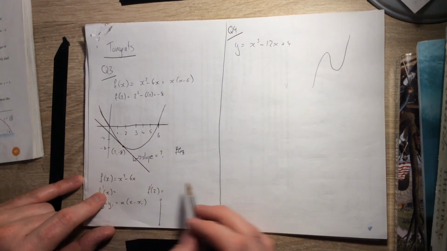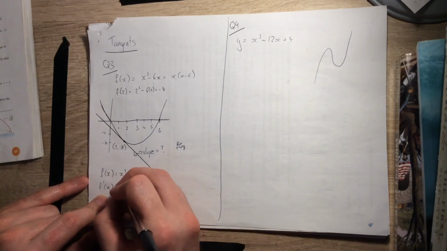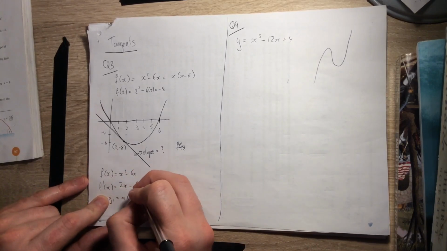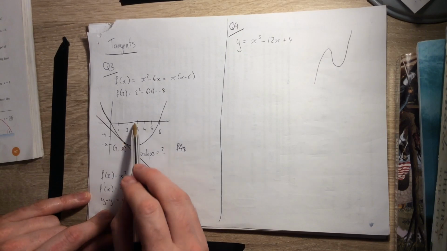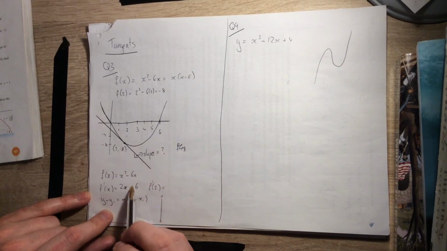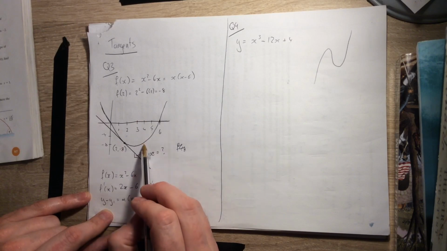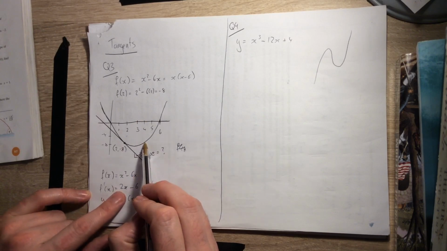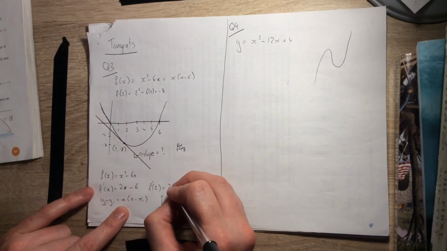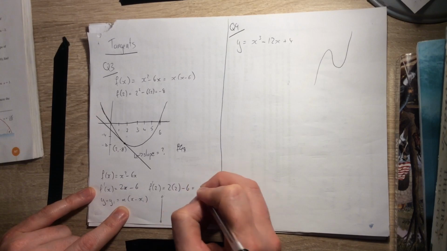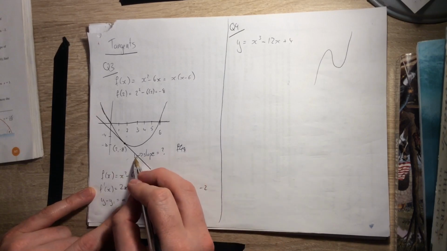f of x is x squared minus 6x. f prime of x is 2x minus 6. 2x minus 6 is the slope function. That is, at any point x, so if x is 3, it's 2 times 3 minus 6, which is 0. At x is 4, it's 2 times 4 minus 6, which is 2. At x is 2, it's 2 times 2 minus 6, which is negative 2, the slope of that line.